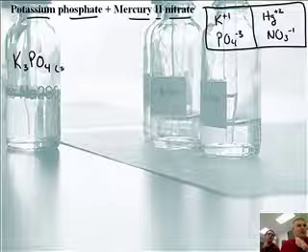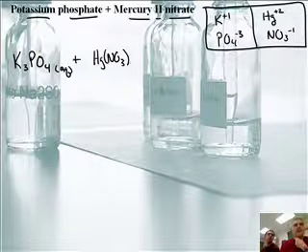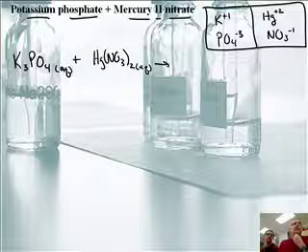K3PO4. Now, if you look at the solubility table, it's aqueous, right? Yep. And mercury II nitrate, Hg(NO3)2, is also aqueous. Don't believe us? Check the table.